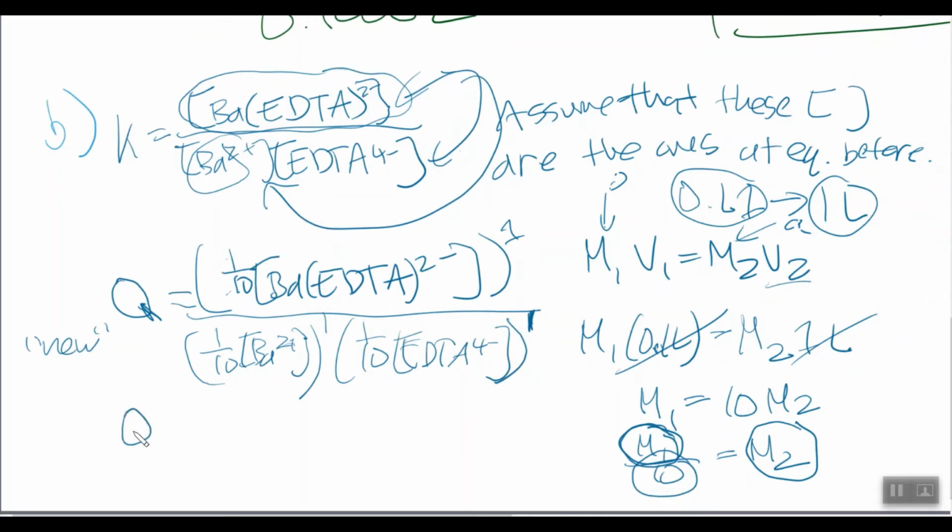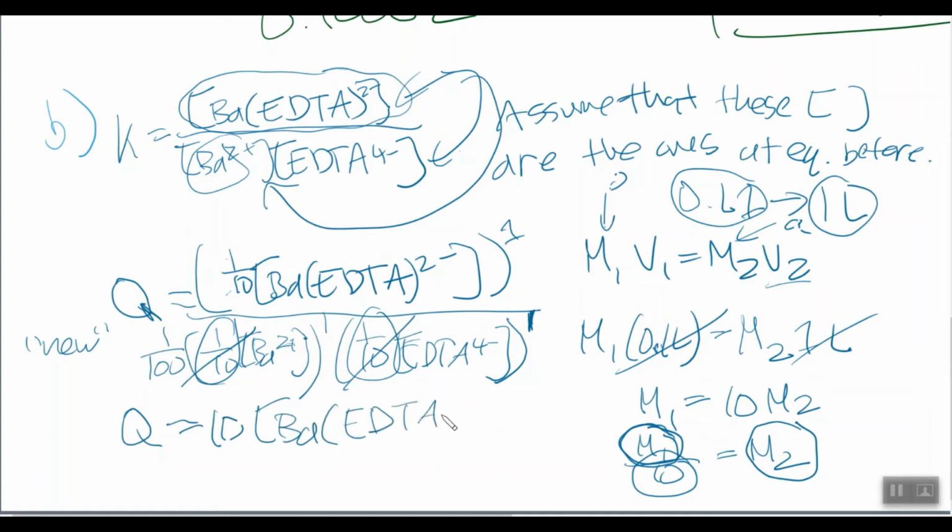So we can simplify this and pull out the 1/10 and 1/10 to make 1 over 100. Now dividing by 1 over 100 is the same thing as multiplying by 100. So therefore Q will equal 10 times what we started off with before: the concentration of BaEDTA 2 minus over the concentration of barium 2 plus times the concentration of EDTA 4 minus.